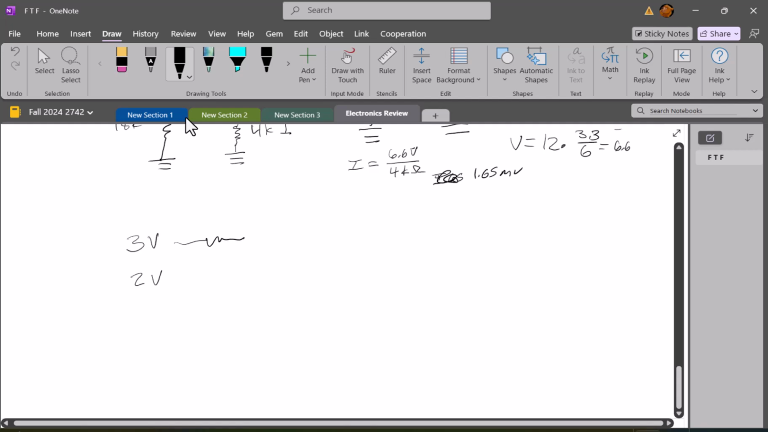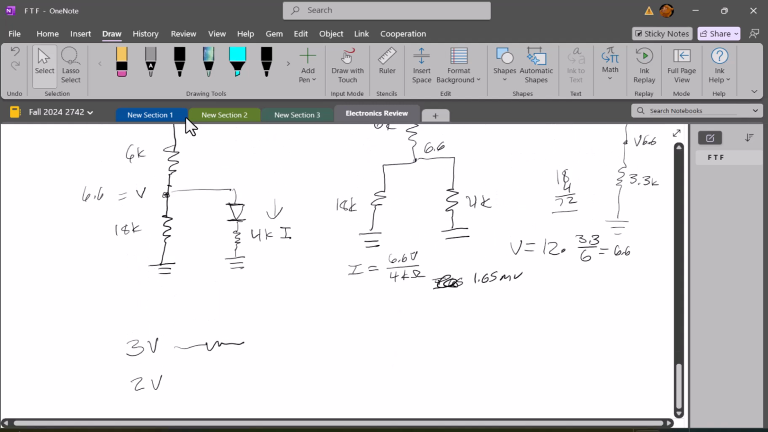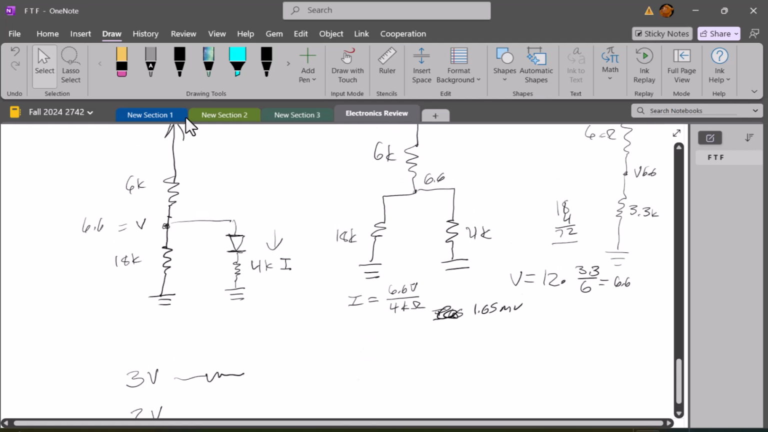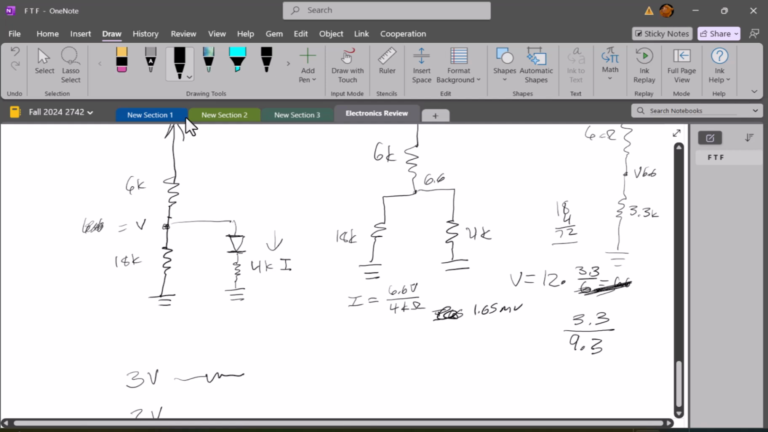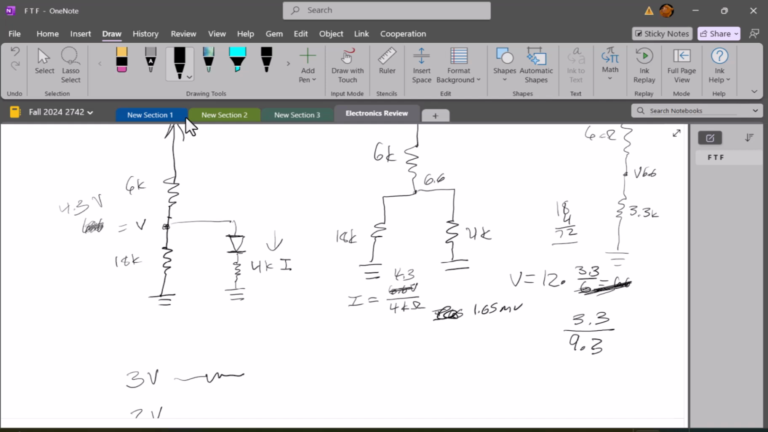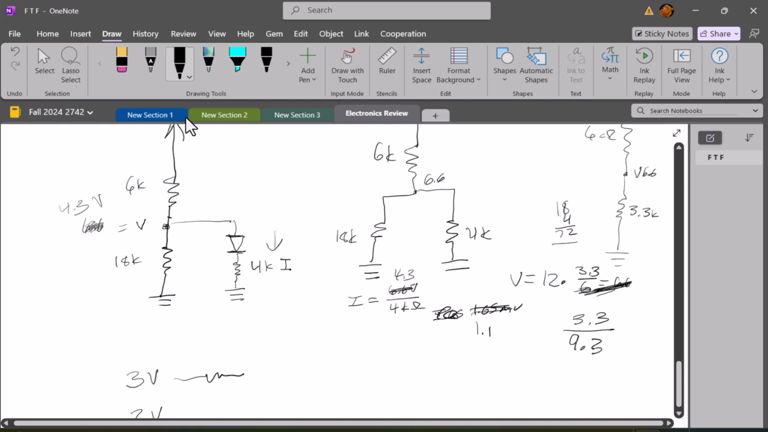oh, did I do the voltage division wrong? Yes, I did do the voltage division wrong. So it'd be 3.3 over 3.3 plus 6, over 9.3. And I get 4.25. Did you get 4.25? 4.3 volts. That'd be 1.1. And then I said millivolts, 1.1 milliamps.